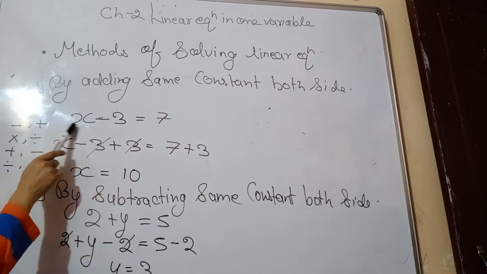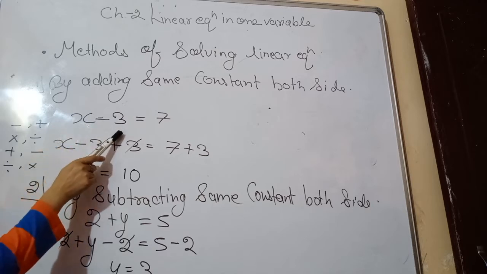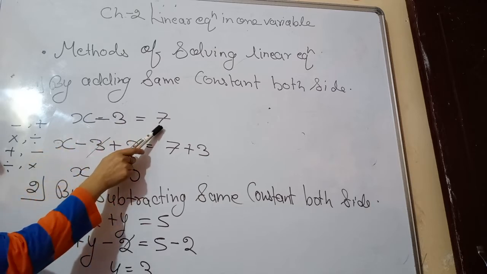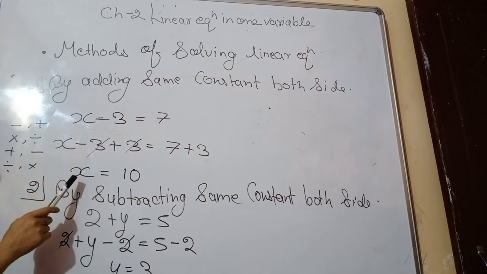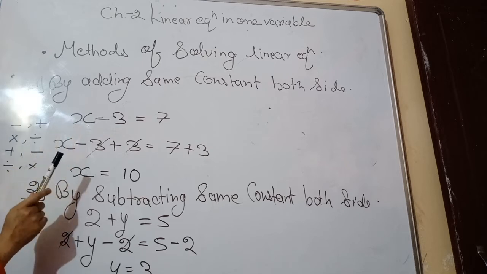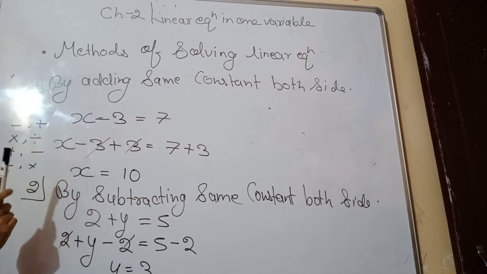See here, if we place x is equals to 10, 10 minus 3 gives us how much? 10 minus 3 gives us 7. So hence it is verified that the value which we have obtained is correct for the given linear equation.